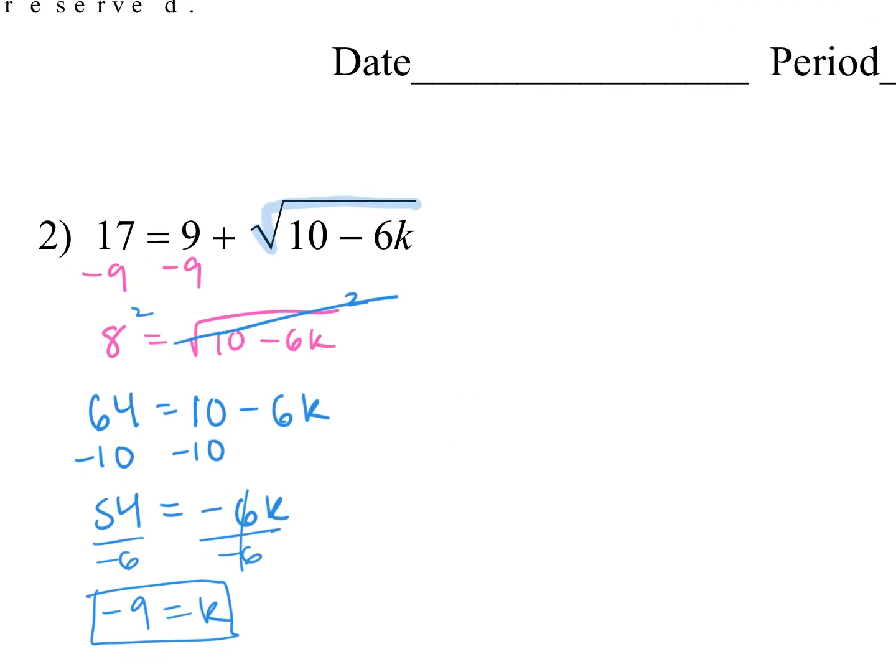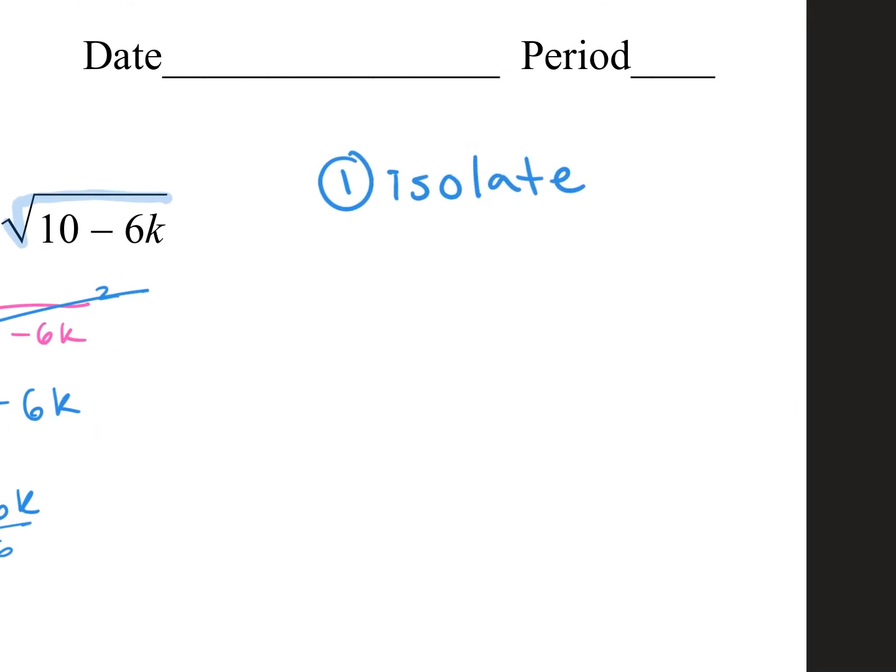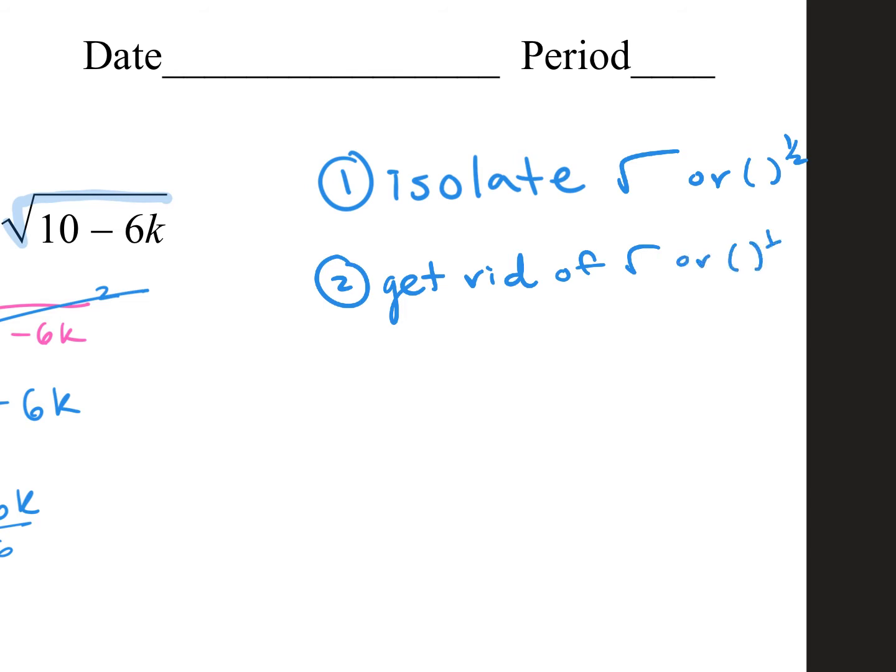As a little reminder, step 1 is isolate the radical, so either the radical or the exponent. And then step 2 is get rid of the exponent. So we're either going to square it or cube it. We get rid of it by squaring or cubing.